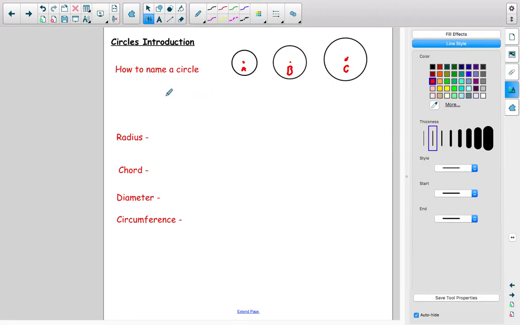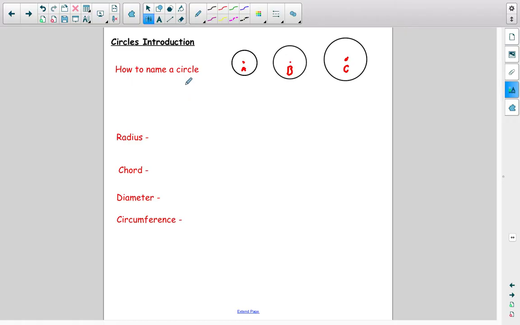Okay, so this first one has a name of circle A, and you write a little circle symbol, and you write the letter A, and that's circle A. And this is circle B. Okay, this is circle C. It's really not more complicated than that. That's all you got to do. Okay, so that's how you name a circle. It's all based on the center of the circle.